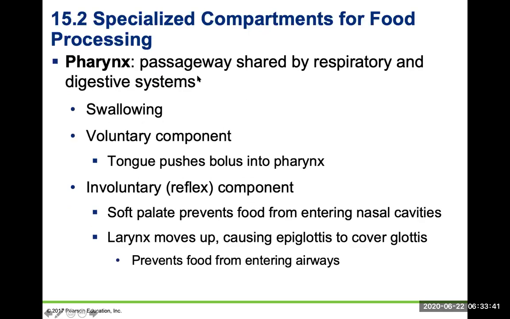And then the pharynx is, again, the shared passageway by the respiratory and digestive system. It's where your swallowing will occur. It's voluntary, so you control the swallowing of the food through the pharynx. But there's also an involuntary component where the soft palate will prevent food from entering your nose area, and your larynx moves up, causing the epiglottis to cover your glottis so that food does not go into your trachea.